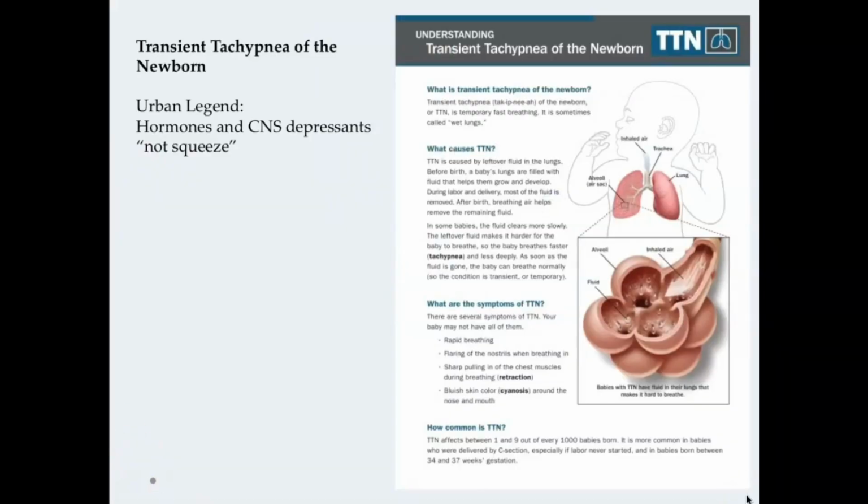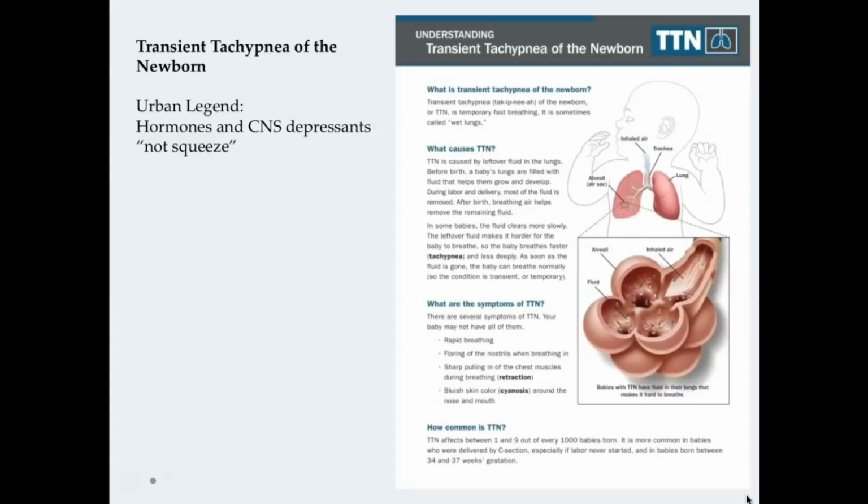So TTN, or transient tachypnea of the newborn, is kind of an urban legend where typically, and even in your textbook, it says that this occurs from babies not being squeezed from coming out of the vagina. But if you're thinking about it critically, that would mean that every baby that had a C-section would have or should have TTN, and that is not the case. So it has to do more with hormones and CNS depressants, not necessarily the squeeze.